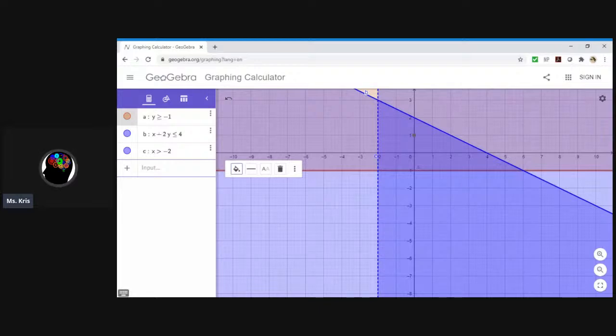Any questions on the inequality section? All right, we are going to move on to chapter 9, which takes me into my favorite part of algebra, and that is polynomials.